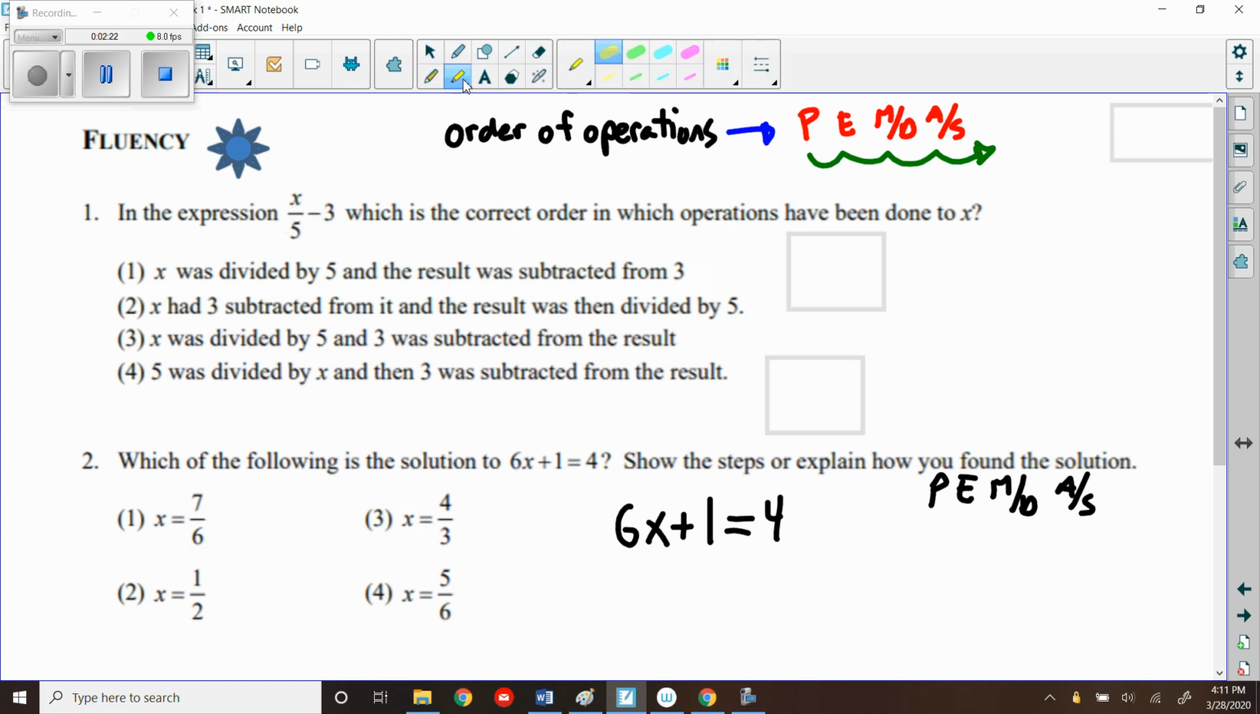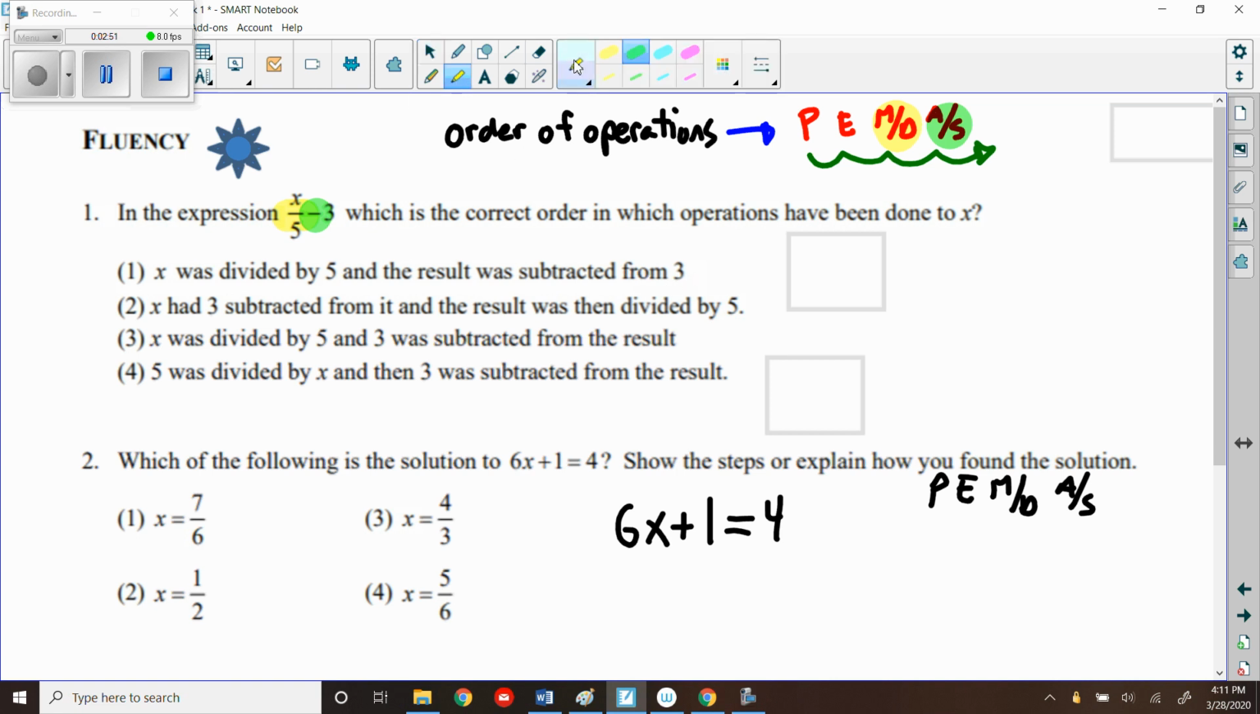I see a division sign. So in my order of operations, I'm thinking that's here. And then I also see a subtraction symbol, and that would be here. So what I'm looking for in my answers is that the division is going to come first in our order of operations. The addition and subtraction is going to come next. So part number 1 says x was divided by 5. Yes, x was divided by 5. And the result was subtracted from 3.